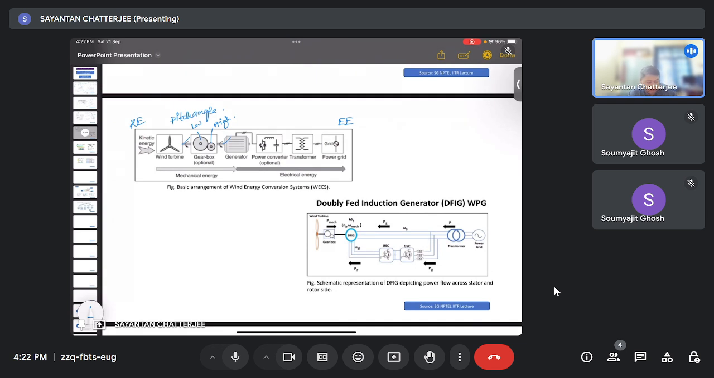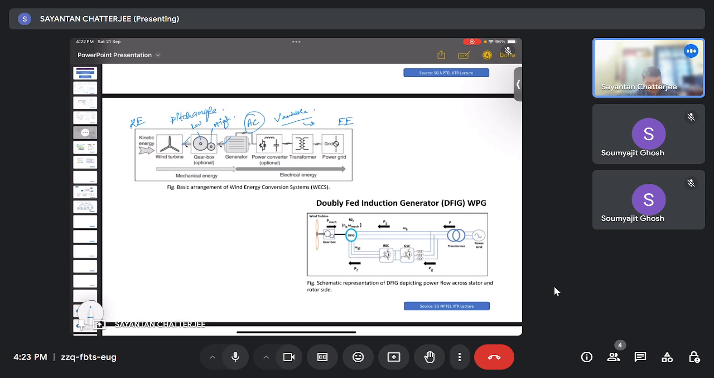Accordingly the three phase AC power is generated, and this AC power is again a variable AC power because it depends on the variability of the wind. That's why the power converter that we can see here converts the variable power output to a constant before feeding it to the transformer, which is then fed to the grid.